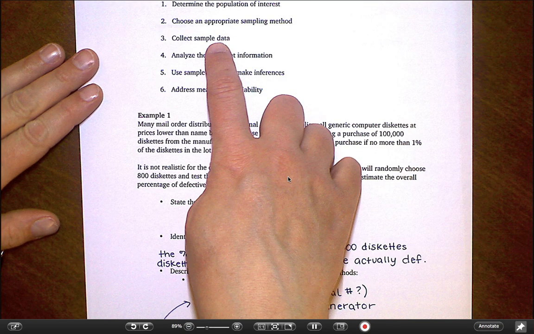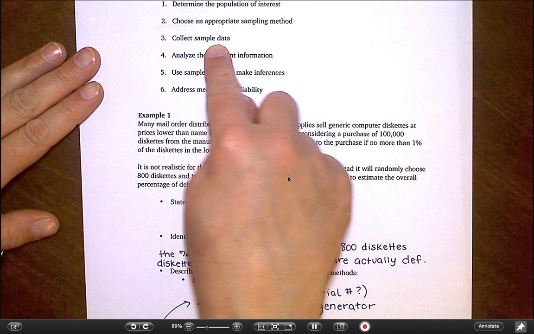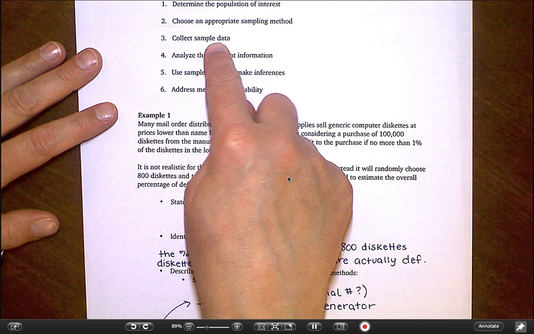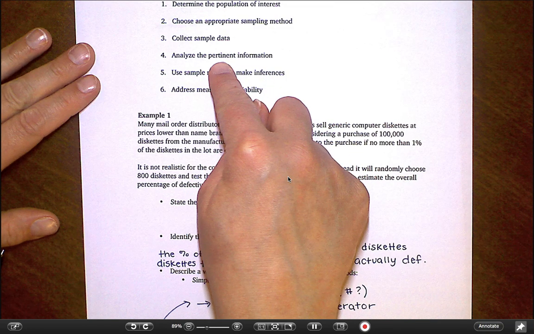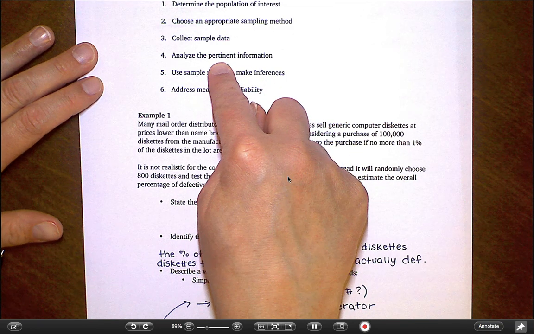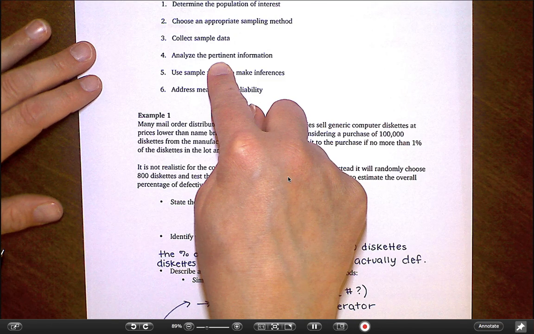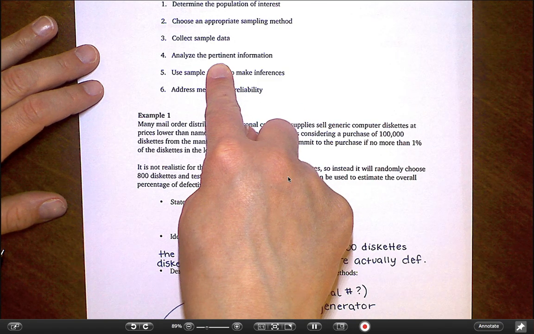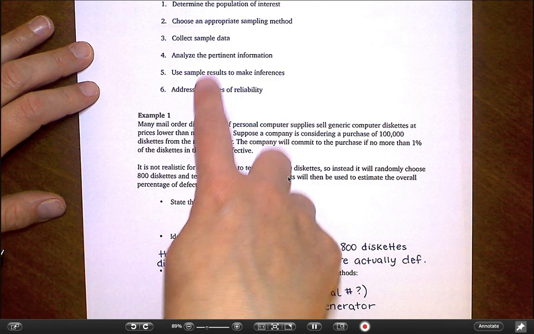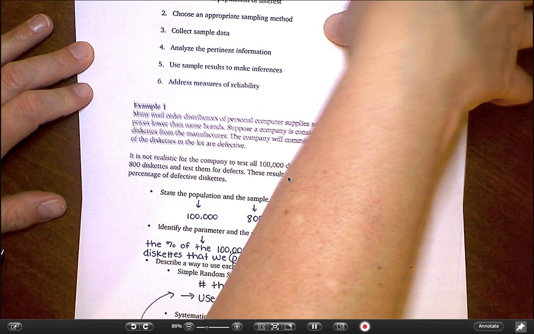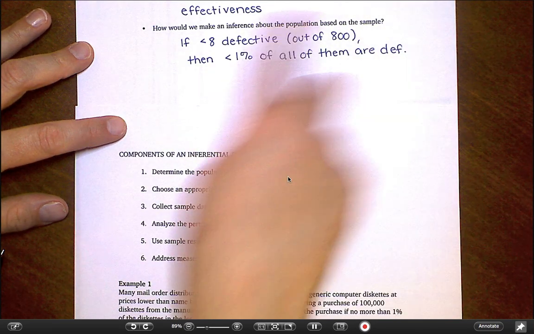We'd have to actually do the testing, right? We'd test all 800 that we chose. Analyze the pertinent information really just means look at the numbers. When you tested all 800, how many of them came back as being defective? Then we can use that sample to make the inference, and that's what we talked about here.